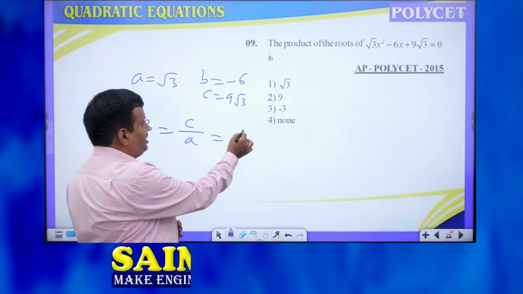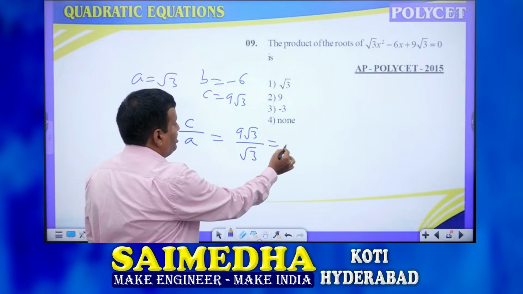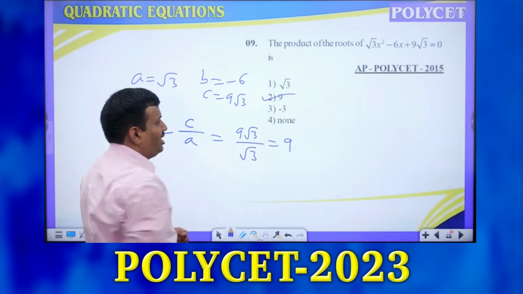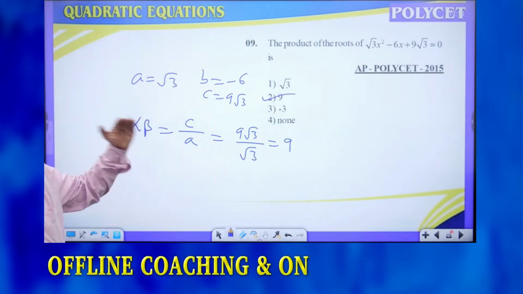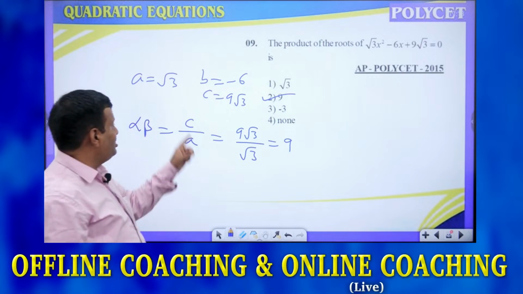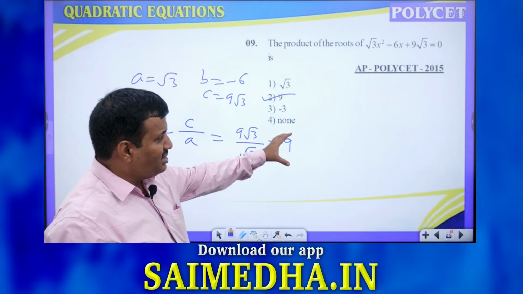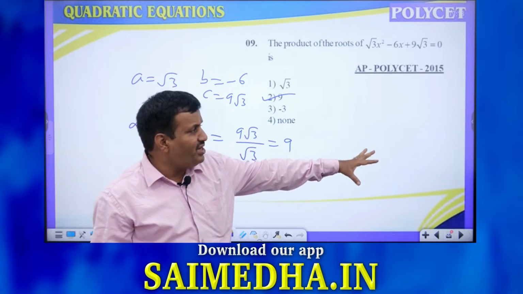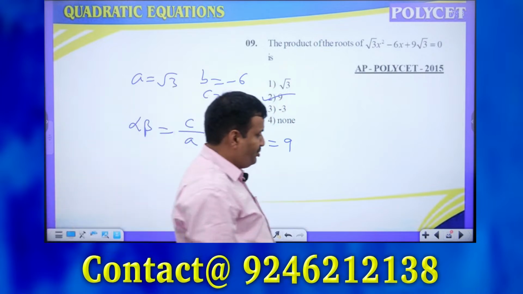What is c by a here? 9 root 3 divided by root 3. What is the answer? Straight away option 2 is the correct answer. Root 3 cancels. Product of the roots, 9 is the correct answer. It takes only 10 to 15 seconds to answer this type of questions.